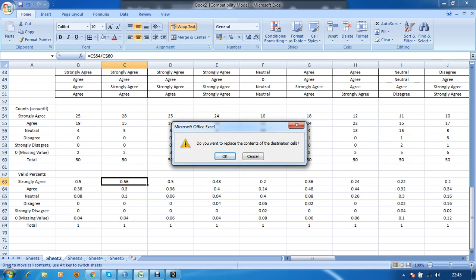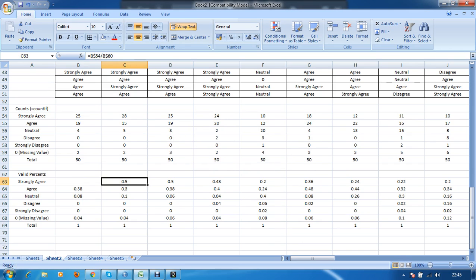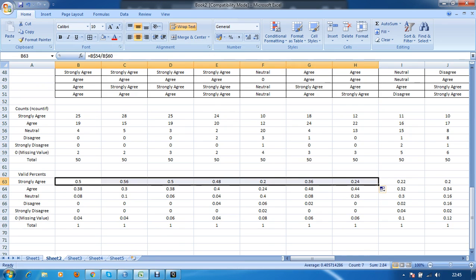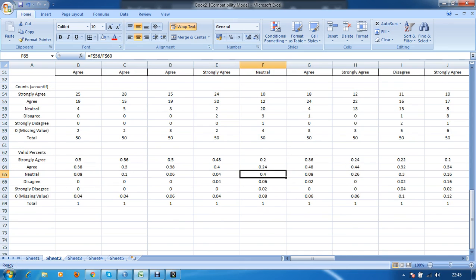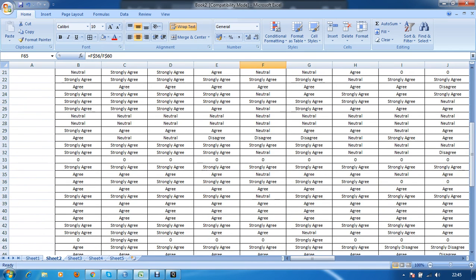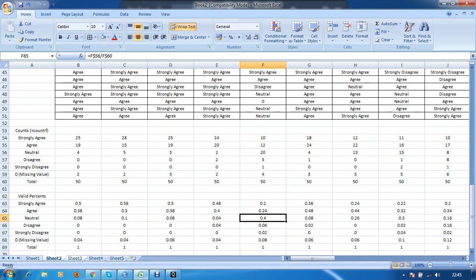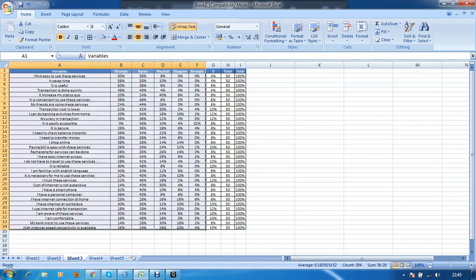Do you want to replace the contents? No. Should be no. So here what we do is we pull a line here, so it will remain the same because I have already calculated the value of these things before. I'm just showing you how it's done. Okay, so we have the values here. Now in sheet 3 we try to arrange the statements based on the percentage that we have calculated. So this is how it goes.